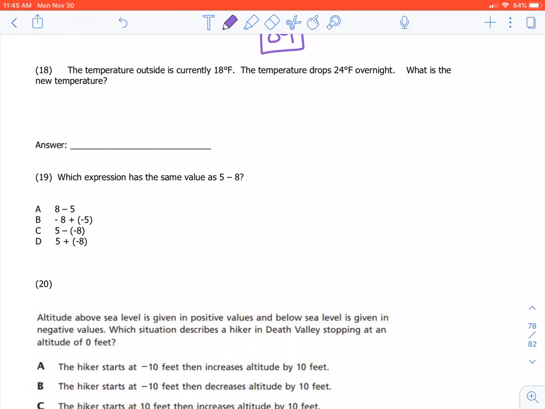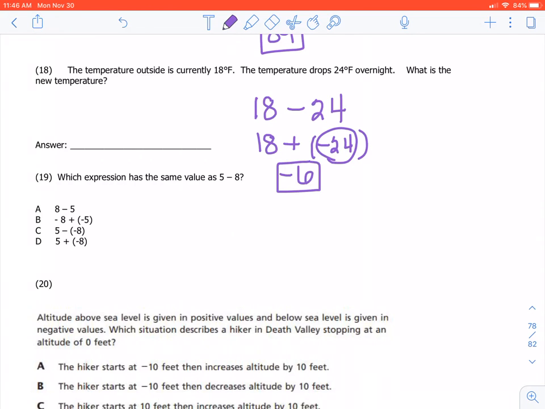Number 18, the temperature outside is currently 18 degrees. The temperature drops 24 degrees. What's the new temperature? So it started at 18, we're going to go down or subtract 24 degrees. So we're going to do leave, change, change. Opposite signs means we're going to subtract. Now 24 is bigger, 24 is negative. So now it is negative 6 degrees.